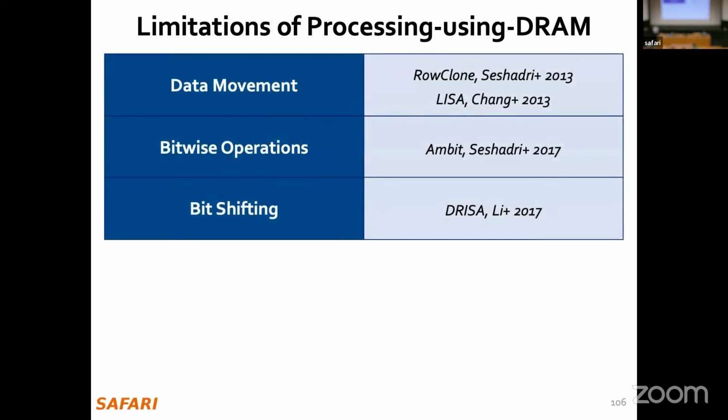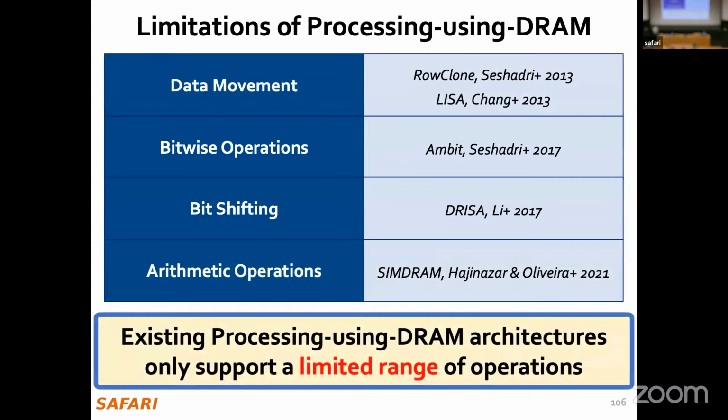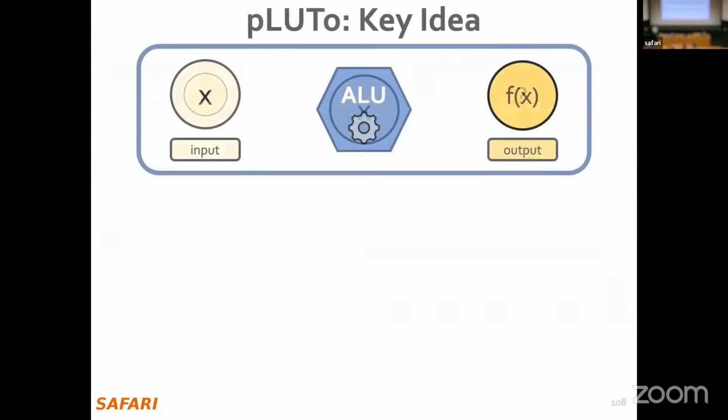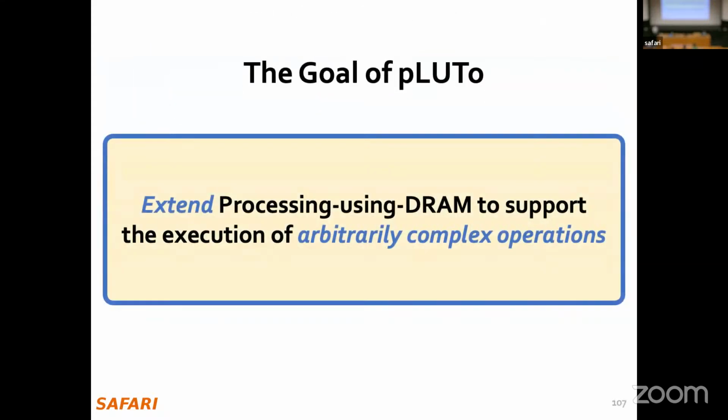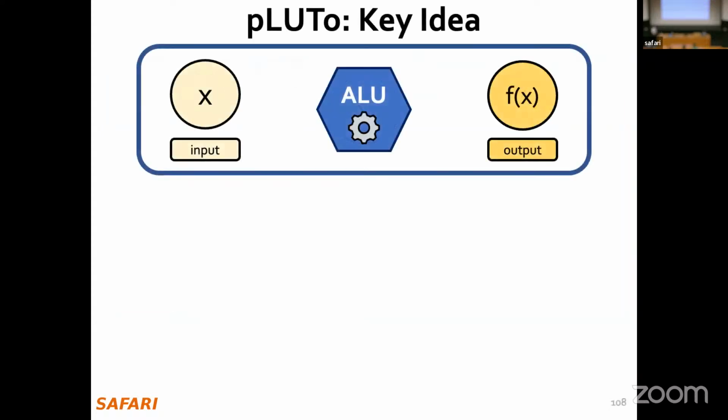So what we are going to do is pretty much the same thing over here. The observation is that these prior works have done all of these operations for processing using DRAM, but the range is limited, especially for these transcendental functions. So the goal of this work is to implement arbitrary complex operations as needed inside the DRAM array itself.